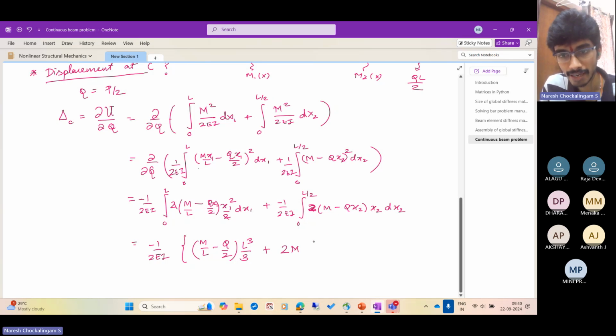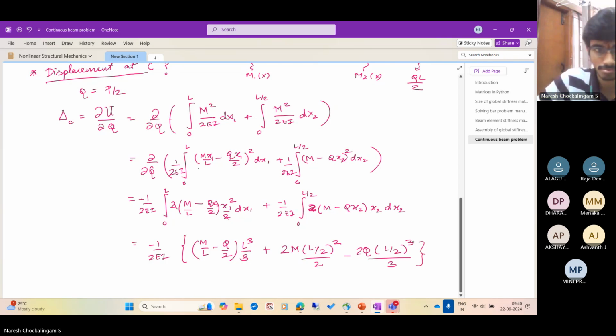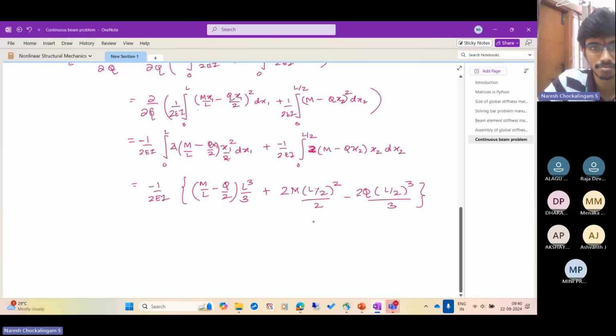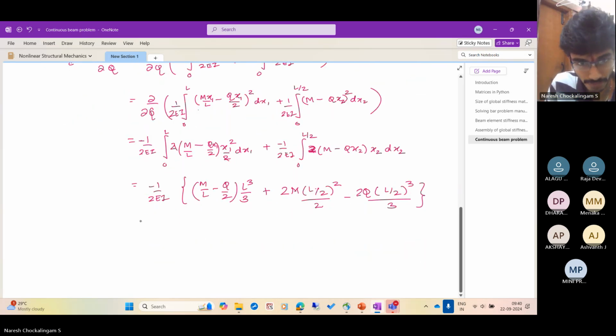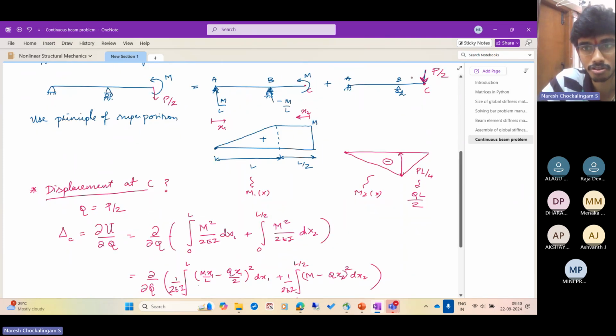X2 integrated will be x square by 2, and it is L by 2 the whole square by 2 minus q. You have 2q x square, so it becomes x cube by 3. So it is L by 2 the whole cube by 3. So this is what? This is the displacement of the node C downwards.